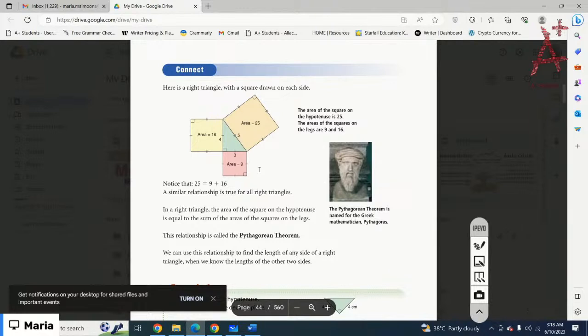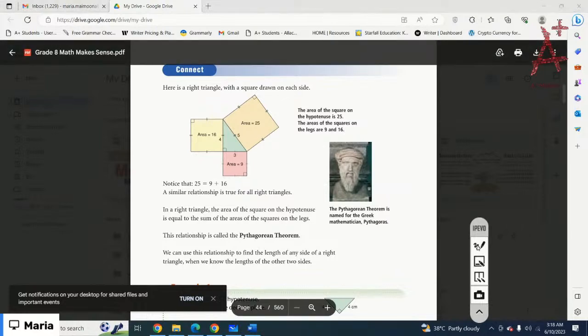So in a right angle triangle, the area of the square on the hypotenuse is equal to the sum of the areas of the squares on the legs. This relationship is called the Pythagorean theorem. What that means is the area of the square on the hypotenuse is equal to the sum of the areas of the squares on the legs. Like you can see here, this is the right angle triangle. Got it? So the side that is exactly opposite to the right angle is the hypotenuse.